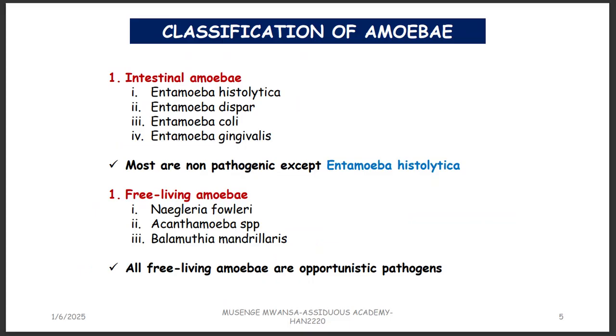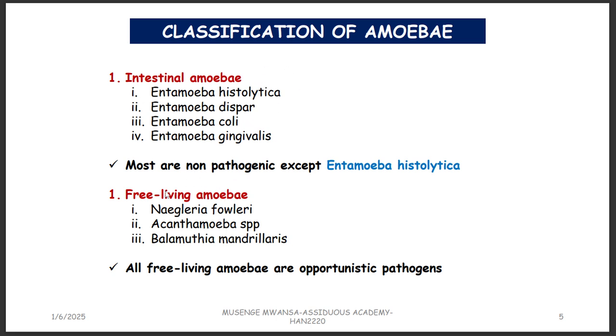When we are classifying amoebas, we've said we can classify them into intestinal amoebas and the free living amoebas. The intestinal amoebas, we have got Entamoeba histolytica, Entamoeba dispar, Entamoeba coli, Entamoeba gingivalis. Now, these three are non-pathogenic. They normally don't cause infection. Of course, they're found in the GIT, but they don't cause infection. You find them as part of normal flora. But Entamoeba histolytica is pathogenic.